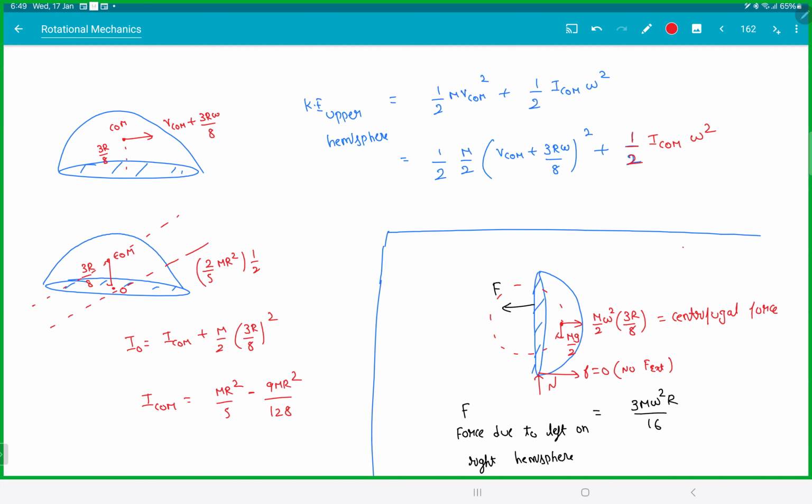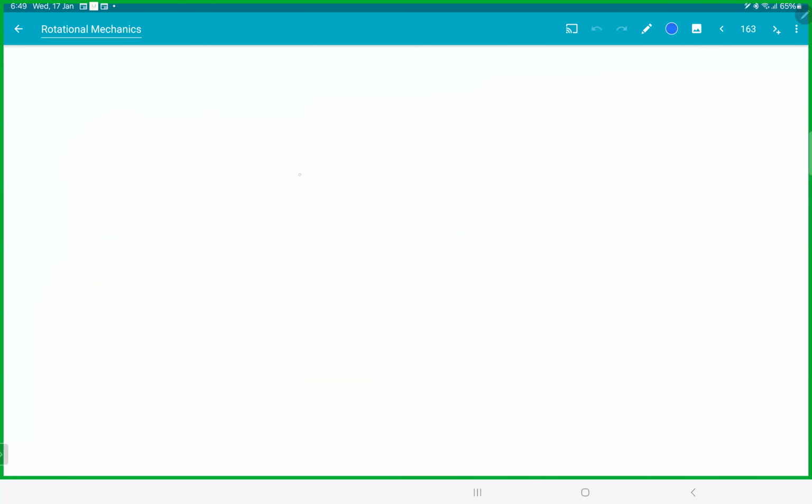If you take the upper half, what difference will it make? If you take the upper half, mg/2 will also come. Centrifugal force will come this way, and normal reaction will come this way. Then it will be centrifugal force minus mg/2. Got it? That would be the up and down part.